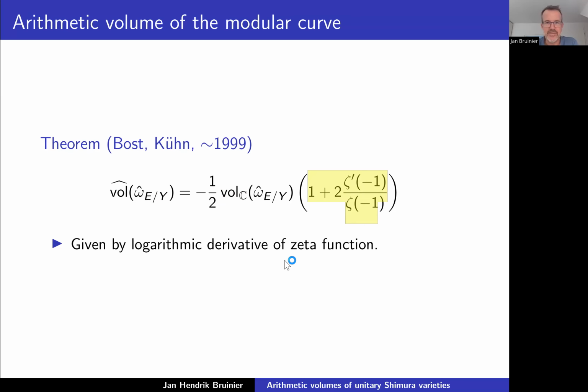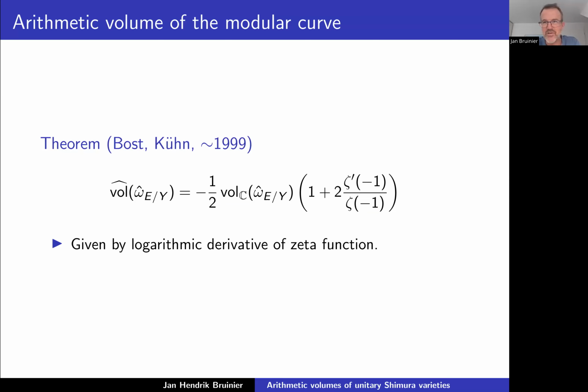And this is a picture that holds in greater generality. So in general, one expects these arithmetic volumes to be given by logarithmic derivatives of zeta functions. So in some sense, in the Kudla program, such quantities would be related to constant terms of derivatives of Siegel-Eisenstein series, which are typically given by certain zeta functions. And then if you take derivatives, you get derivatives coming in.